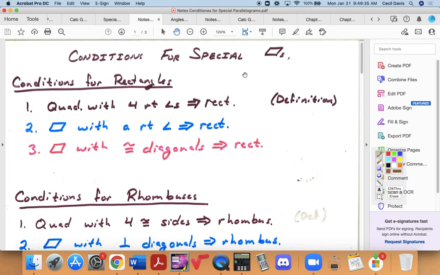All right, so today we're going to look at conditions for special parallelograms. This is just turning around what we have done so far with the rectangles, rhombuses, and squares. So in other words, if you have a figure, how do you know that it's a rectangle? How do you know that it's a rhombus? How could you know that it's a square?